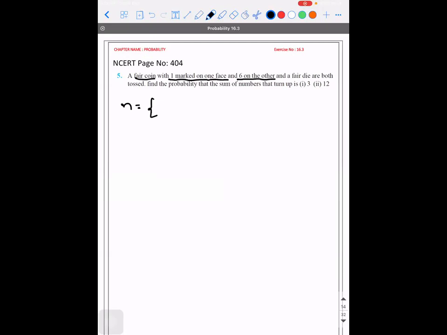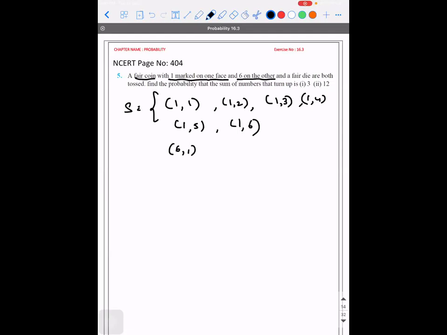So can you tell me what is the sample space for this problem? 1, 1; 1, 2; 1, 3; 1, 4; 1, 5; 1, 6. Can I write it as 6, 1 also? Yes, sir. Okay, tell me: 6, 1; 6, 2; till 6, 6. In this place, instead of 1, 5, can I write it as 5, 1?